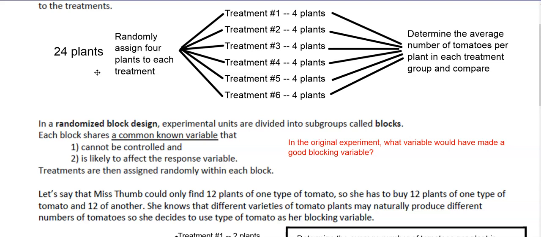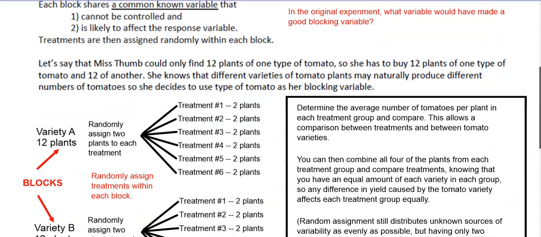Now, how do we know whether or not we should block? If that variable is likely to affect the response variable. After blocking, then treatments are randomly assigned within each block. So, for example, in the original experiment, there was a variable that we knew about that we couldn't do anything about, and that was the store that the plant came from. So blocking by store, putting Lowe's plants in one block and Menard's plants in another block, would have been a good way to deal with that situation.